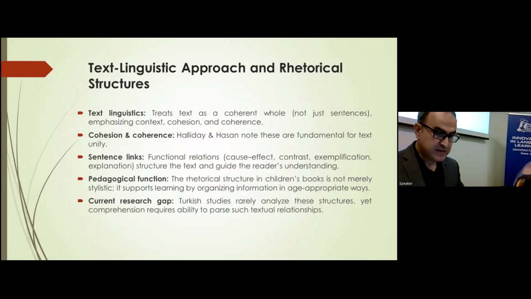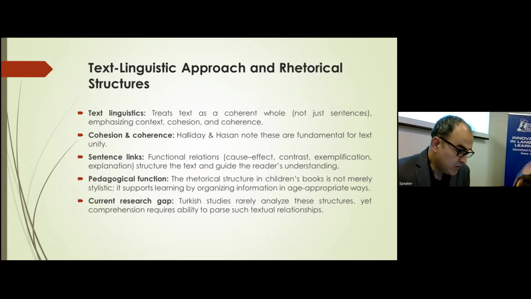I want to talk about the text linguistics approach and rhetorical structures. Here we highlight a text linguistic perspective. In this view, a text is not just a sequence of sentences, but an organized whole. There's an important detail here. Cohesion and coherence are essential. We know that Halliday and Hasan have a study, 1976, Cohesion in English. It's a very, very important document. And then Beaugrande and Dressler prepared the second study on text linguistics. They are the milestones of text linguistics books.